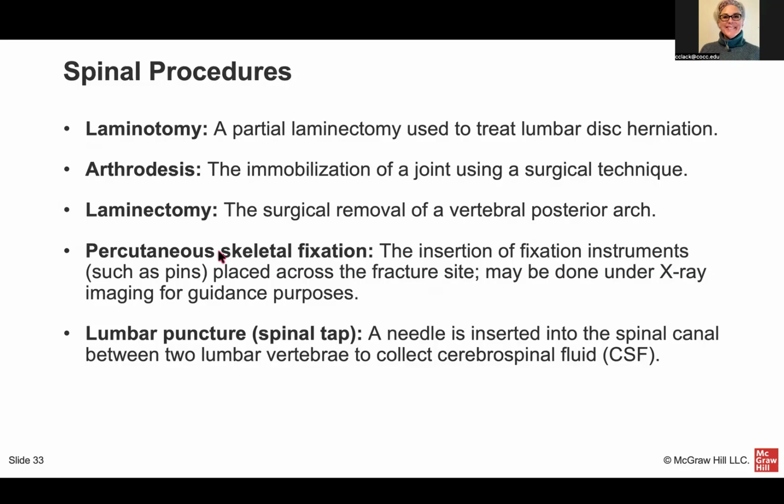So a laminotomy is a partial removal of the lamina, which is the bony arch of the vertebrae. This relieves pressure in the lumbar disc, and if there's herniation in that lumbar disc. Arthrodesis is a fusion of a joint in the spine. That means fusing vertebrae together to eliminate motion. Laminectomy. So it's a laminectomy, not a laminotomy. Laminectomy is a complete removal of the posterior vertebral arch. It's more extensive than a laminotomy.